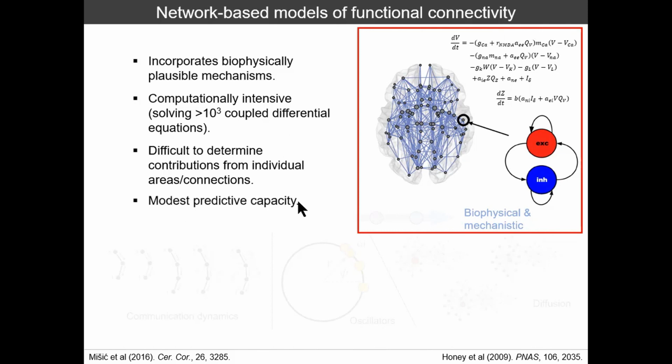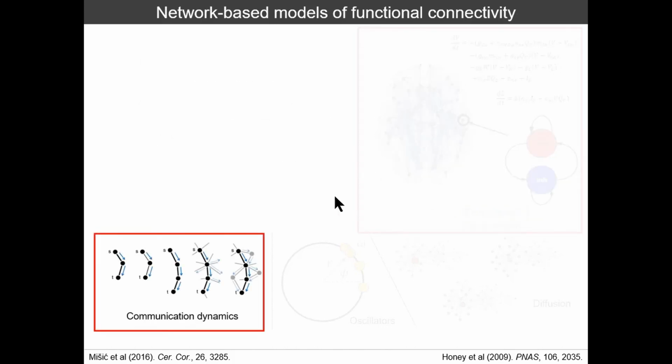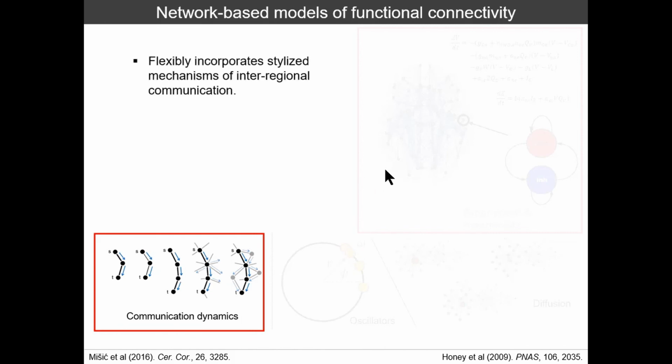And at the end of the day, it also only has quite modest predictive capacity. So in the previous slides with the macaque data, the correlation of the observed and simulated functional connectivity was like 0.5, and with the human whole brain it was about the same. So it's quite modest. So there are some reasons that, as biophysically plausible as this may be, we may not be happy with the biophysical approach. And this has motivated us to start looking at what we call communication dynamics.